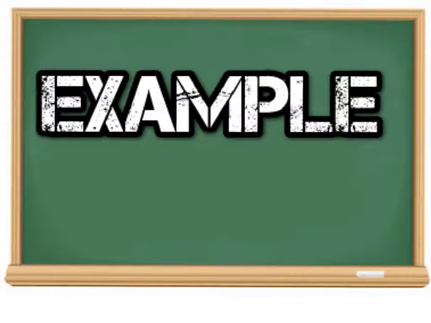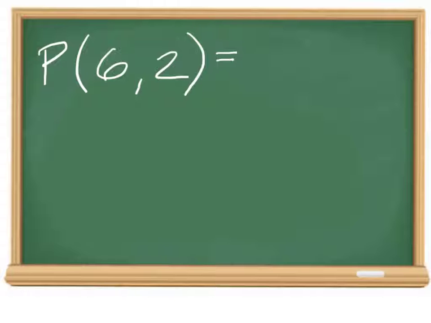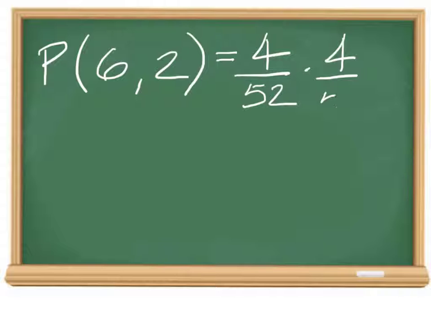Here's example 2, just like the last one. What is the probability of drawing a 6 and then a 2? How many 6s are in a deck? 4. So 4 over 52, and this is with replacement, so we put it back in the deck and draw again. How many 2s are there? 4. And you have to multiply these fractions together, but before you do that, make sure you reduce them so you don't have to reduce a large number later.